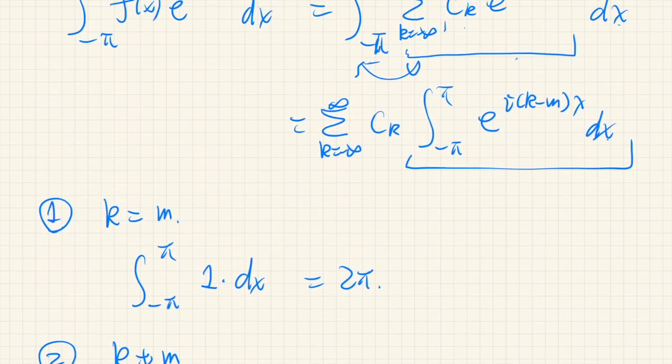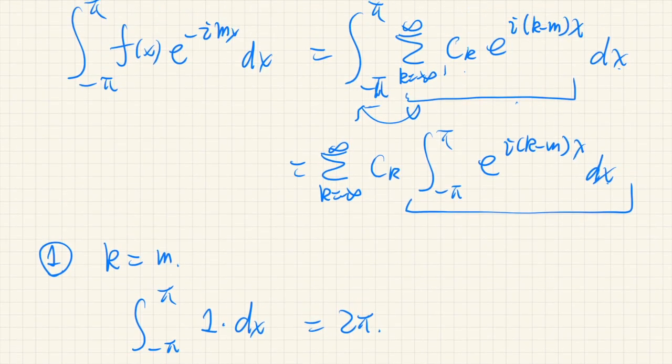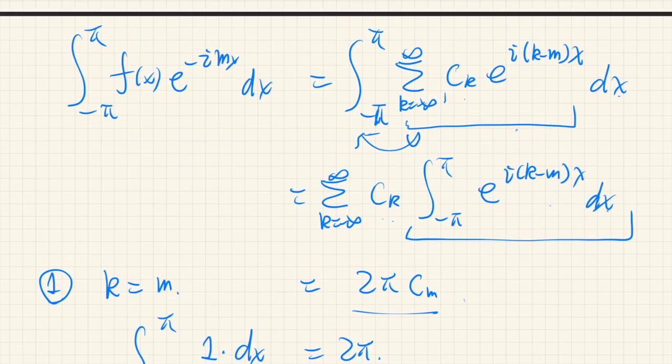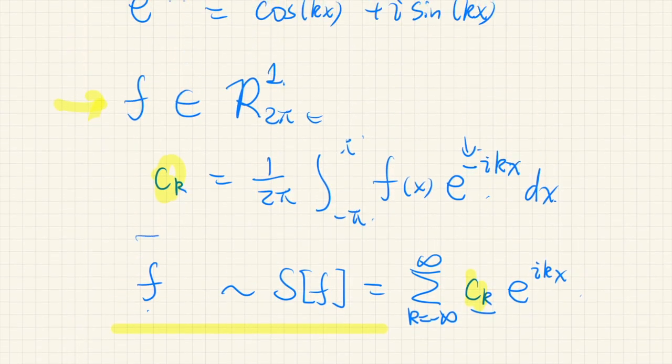So let's go back to this integral. This is equal to 2π if k is equal to m, and otherwise it's 0. So the only term that remains is when k is equal to m, so that it's c_m. Okay, so this is the result. And as you can see, if you divide both sides by 2π, then we have the Fourier coefficient of this function that we defined here.